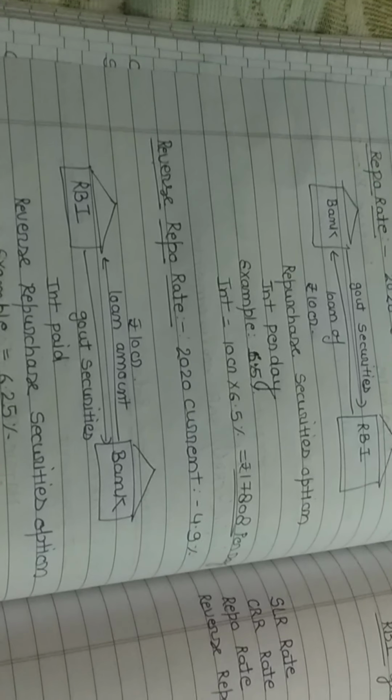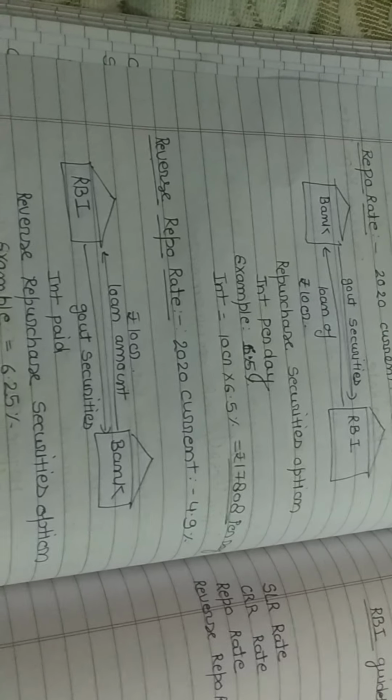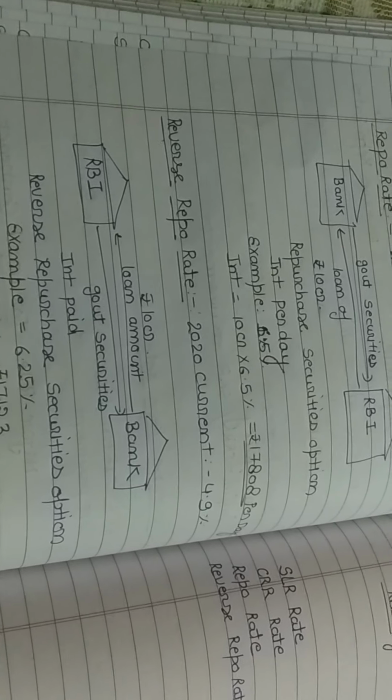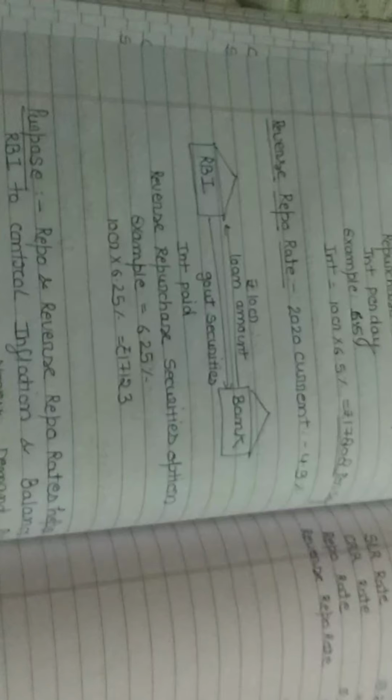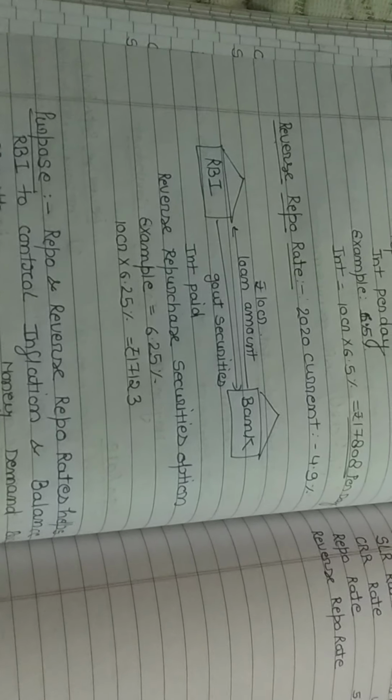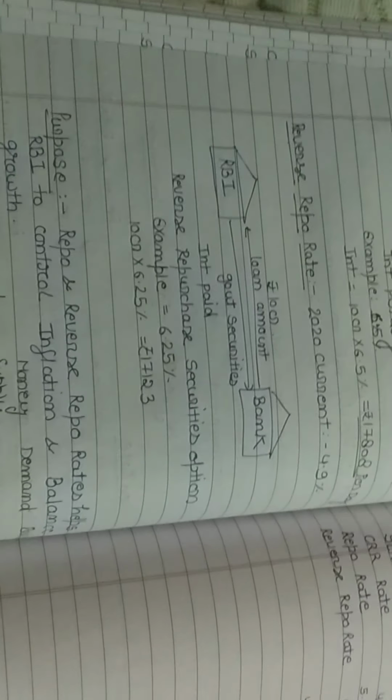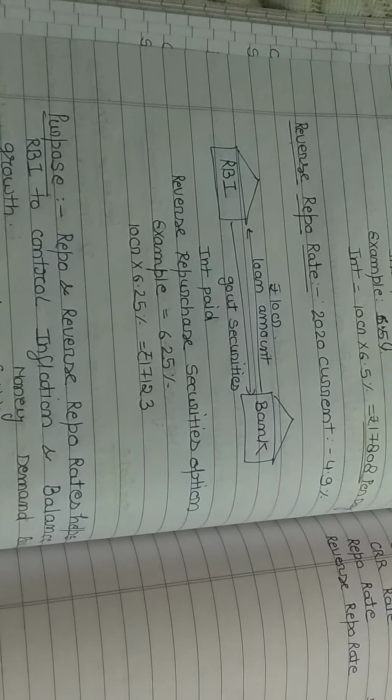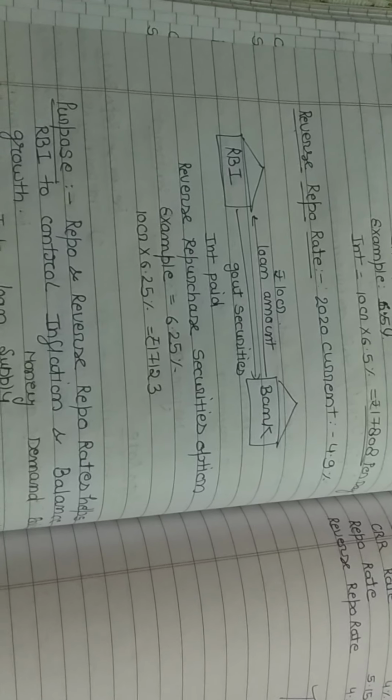In our example, 6.5% is the repo rate, so the interest will be 10 crore into 6.5% on a per day basis. And when we talk about the reserve repo rate, the RBI wants to get a loan from other banks. They will provide government securities and the interest will be paid as per the reserve repurchase security option.